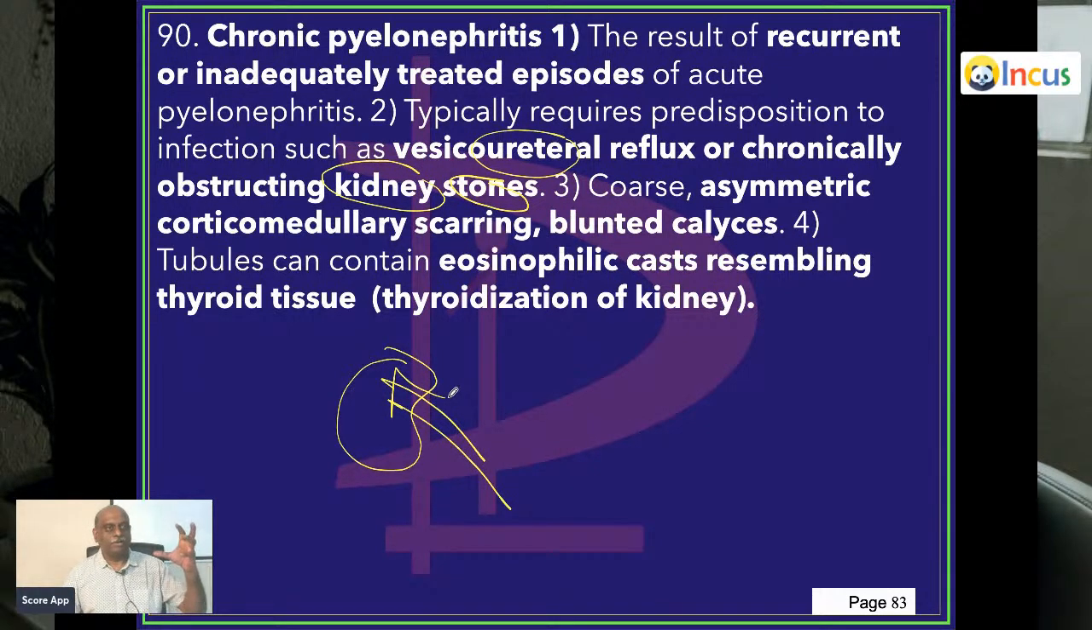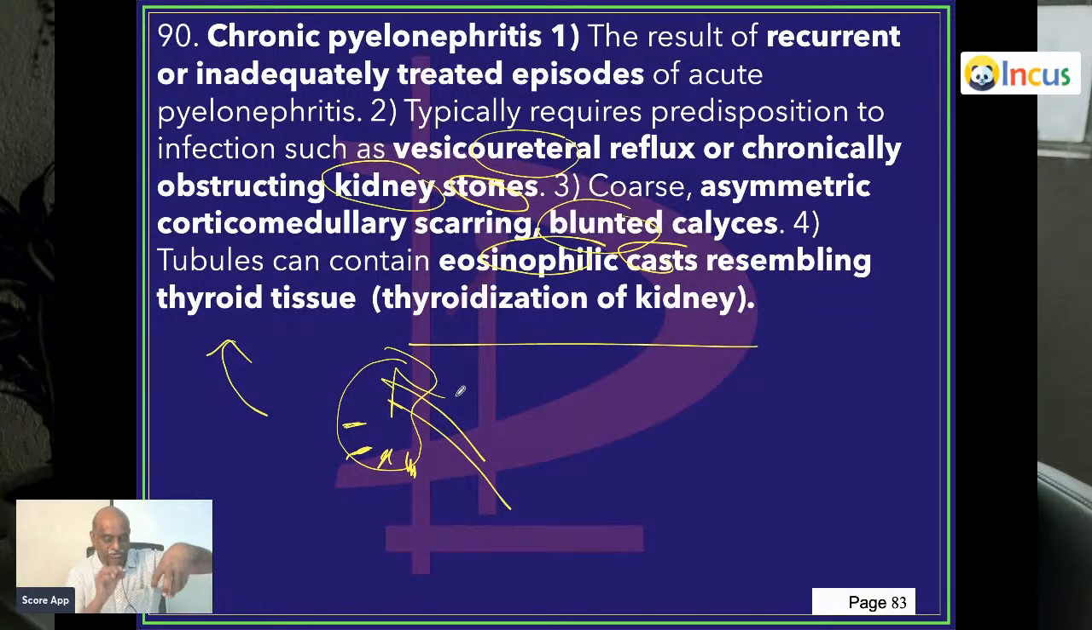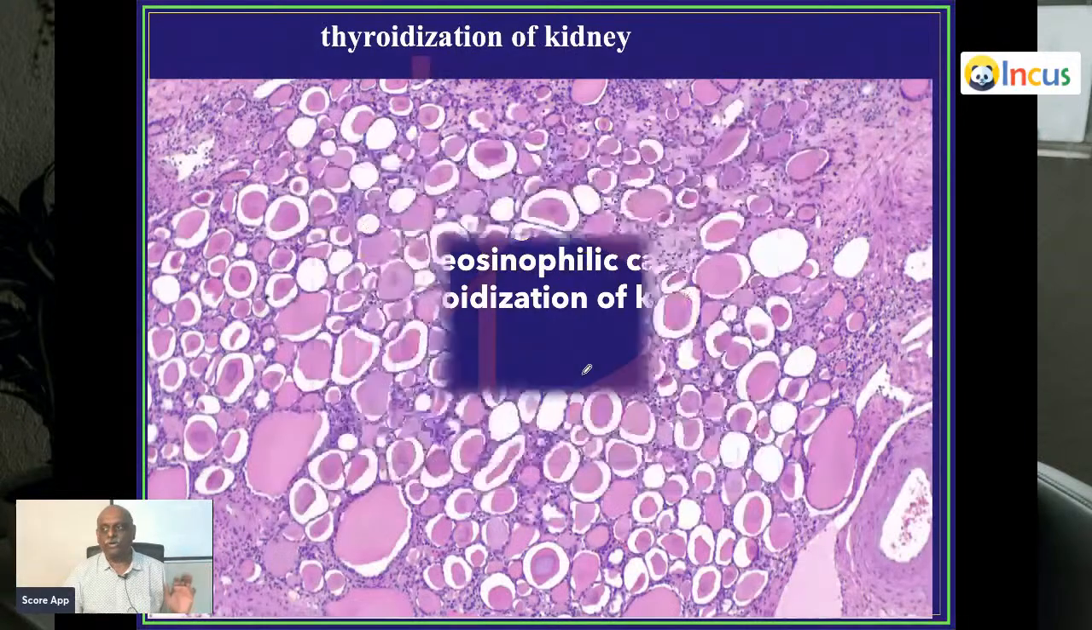Then this recurrent pyelonephritis will lead to scarring of the corticomedullary tissue. And the calyces become blunted and the tubules contain eosinophilic casts which resemble thyroid tissue. Eosinophil staining is there, no? Eosinophilic casts that look like the thyroxine in the thyroid tissue. That's what the tubules will show. That's called thyroidization of the kidney, which you see in chronic pyelonephritis.